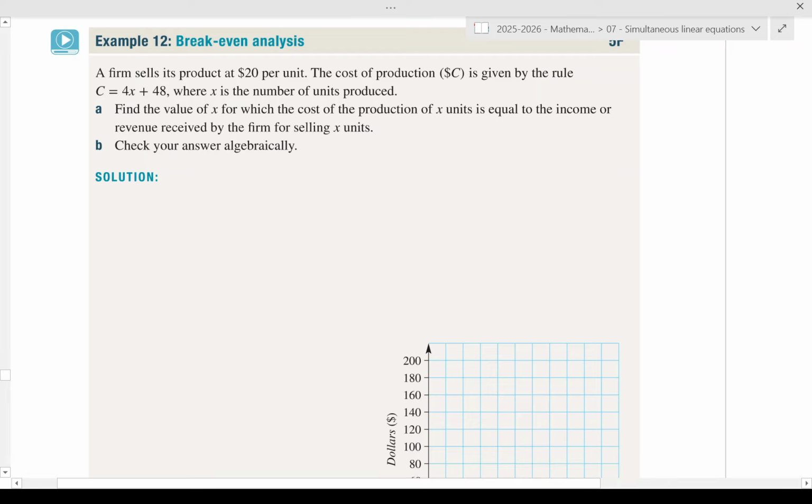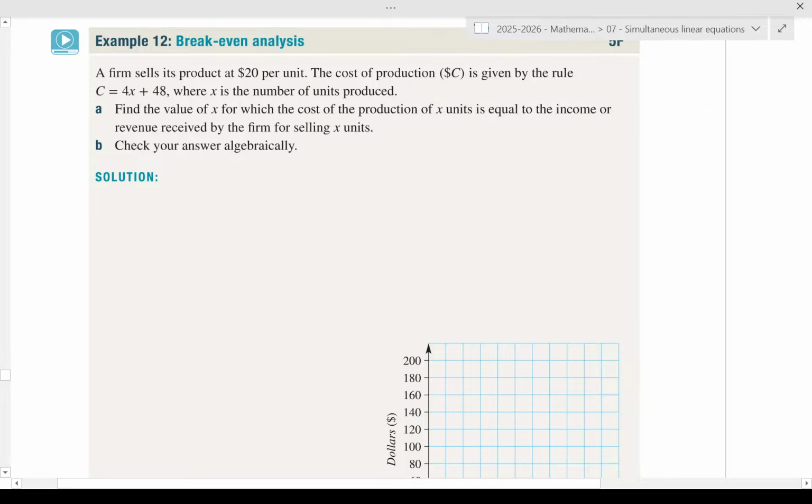Last one of this topic, break-even analysis. Okay, so we've got a firm that sells its product for $20 per unit. The cost of production is given by the rule C equals 4x plus 48, where x is the number of units produced. Find the value for x for which the cost of the production of x units is equal to income, and so on. Look, it's a bit of word salad, but don't get stressed by it. X is just a pronumeral that we're using.